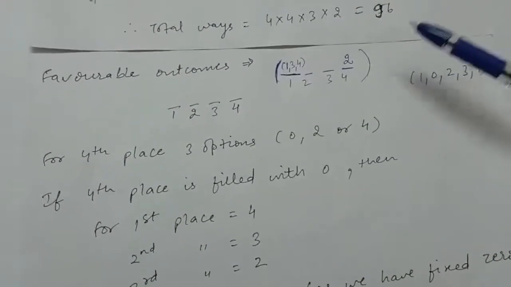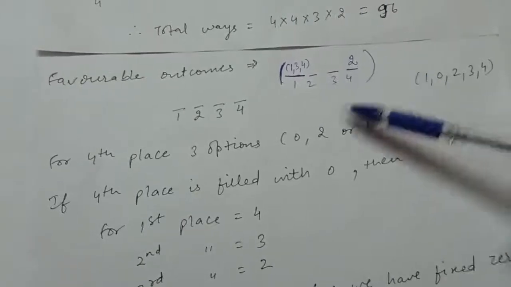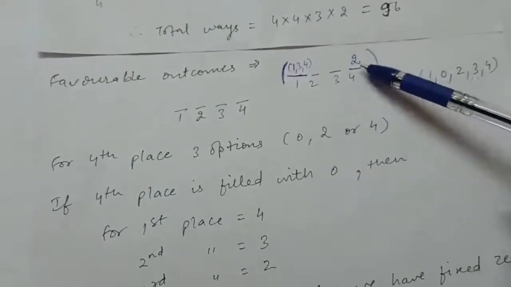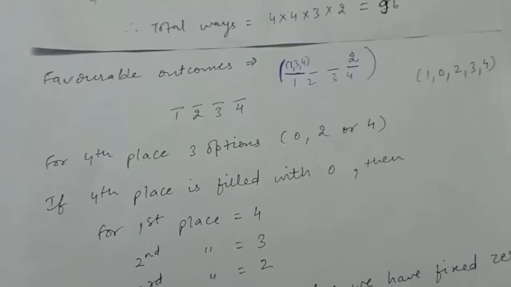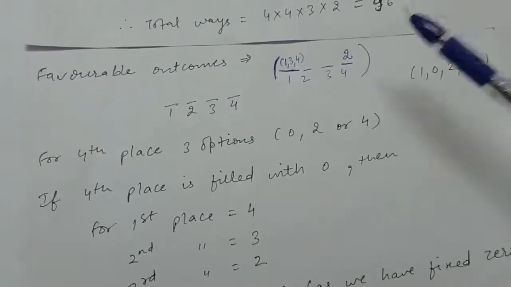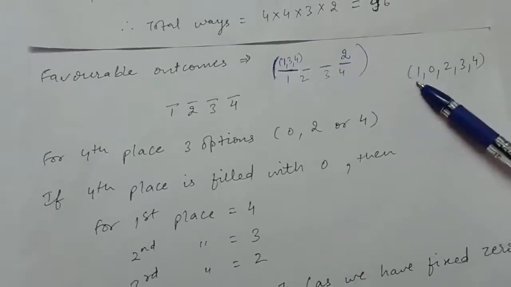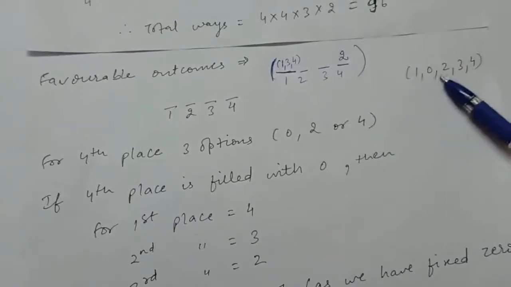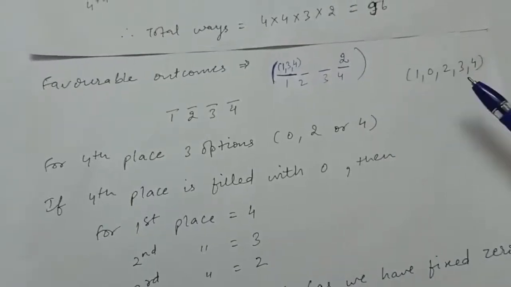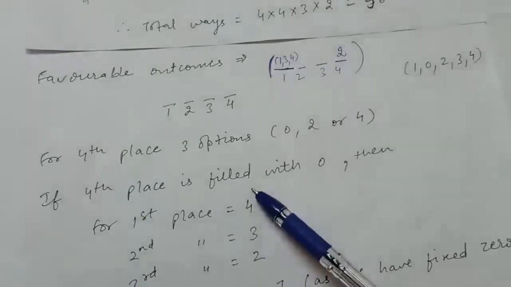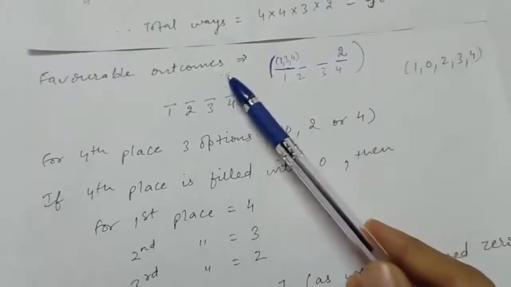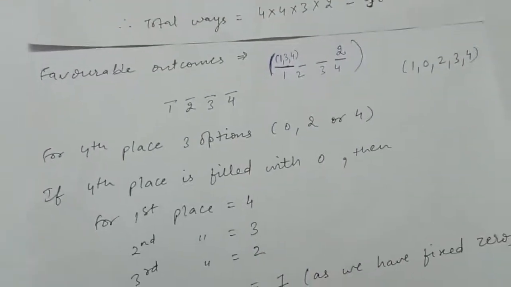But if I fill the fourth place with 0, then for the first place I have 4 options. See, if I fill this with 0, then for the first place I have 1, 2, 3, 4 options. Therefore in this case, for the favorable outcomes, we will make 2 cases.